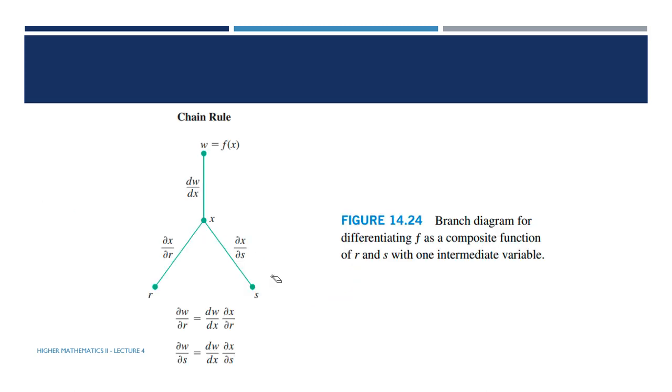In the branch diagram for differentiating f as a composite function of r and s with one intermediate variable, if there is just one intermediate variable, it's easier to calculate by taking the derivative of w with respect to x and the derivative of x with respect to r. The multiplication gives us the partial derivative of w with respect to r, or vice versa for the derivative of w with respect to s.